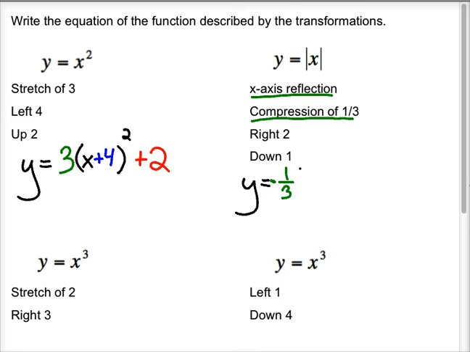And now I'm going to set up my x. So what's my x doing? Well, my x is shifting to the right 2. So to go to the right, again, is the opposite of what you'd expect. So you're going to have a negative 2 there. And then at the very end, you're going to go down 1.